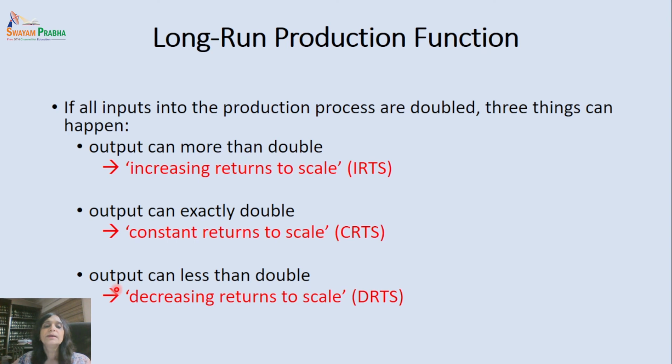Third situation: output can increase less than double. You had two labor and two machines now instead of one labor and one machine, but your output went up from 10 to, let us say, 18. So it of course went up, but less than double. Double would have been 20. It has increased by 8 units. That is called decreasing returns to scale. So three types of returns to scale can take place: increasing, constant, and decreasing.